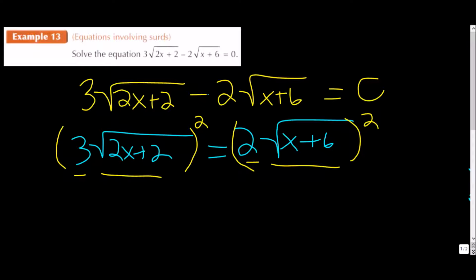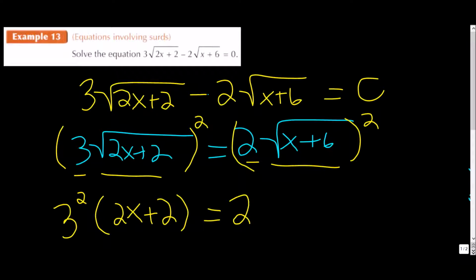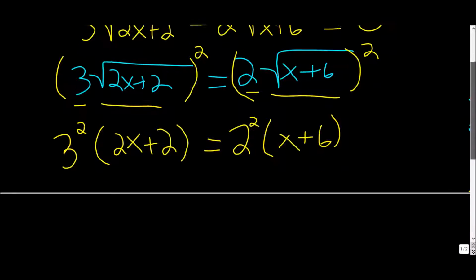So what you're going to end up with when squaring these sides is 3 squared times the square root of 2x plus 2 squared. I'm just going to write this as 2x plus 2 because if we square a square root, we get rid of it. 2 squared is just 2 squared. And then the square root of x plus 6 squared makes x plus 6. Pretty simple. So now we have an equation we can work with.